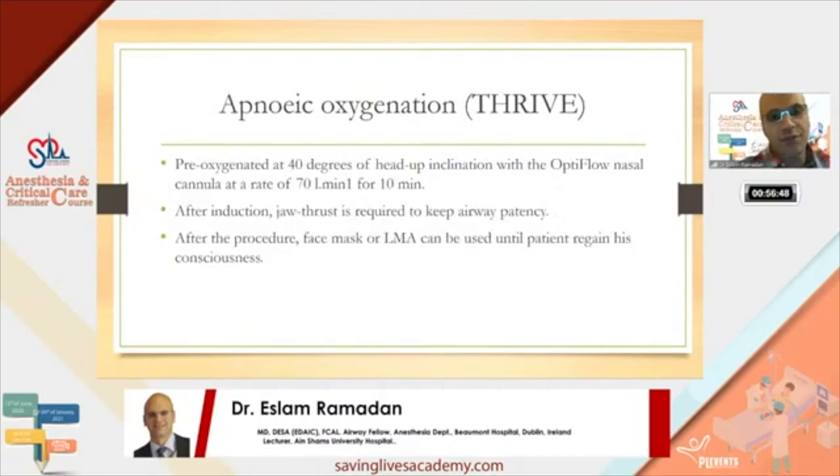So for this kind of patient, you have to start pre-oxygenation at 40 degree head up in semi-sitting position at a rate of 70 liters for 10 minutes before starting the surgery. Some papers or literature discuss that you can start with 40 liters because it's unpleasant for the patient to have 70 liters per minute. But anyhow, the most important thing is to start as early as possible, 10 minutes before starting the surgery.